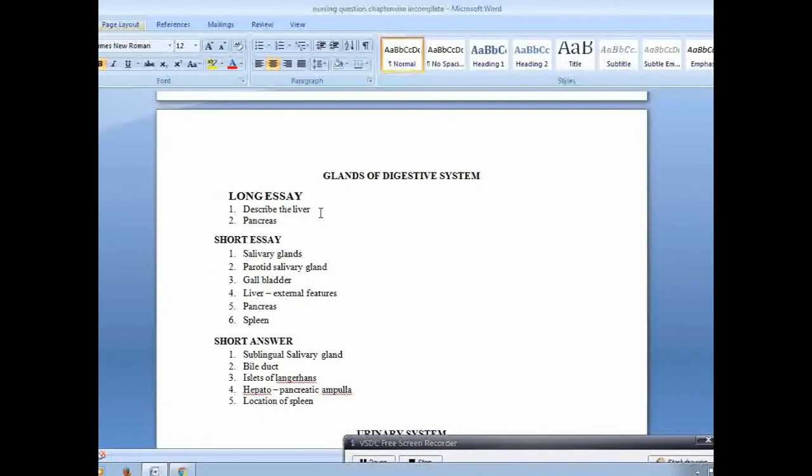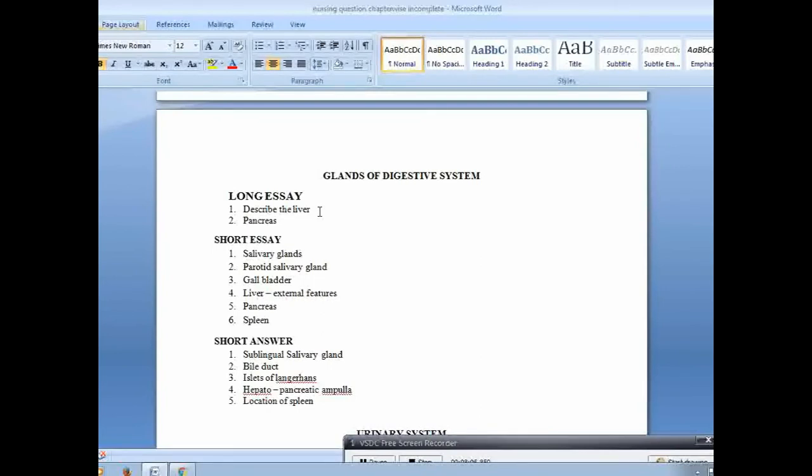Mention about the liver. It's a long essay. Here you need to mention the liver location, which quadrant of the abdomen it is located in. What are the lobes of the liver? Functional lobe, anatomical lobe, the peritoneum attached to the liver. The blood supply, nerve supply of the liver, histology of the liver can be explained here.